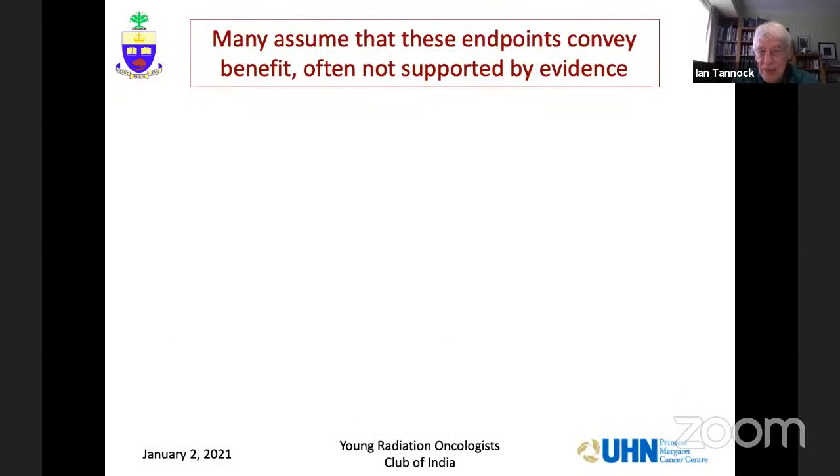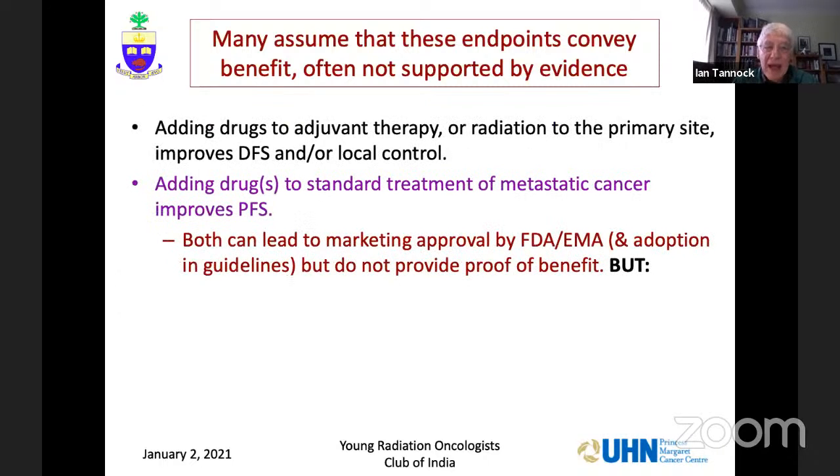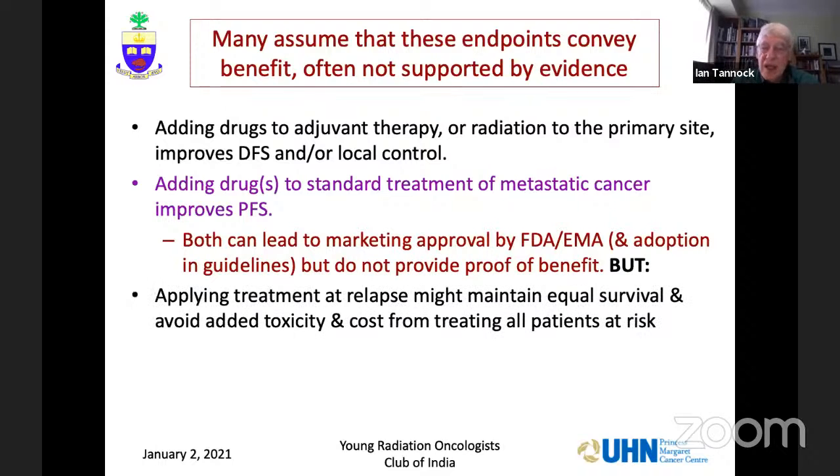Many assume that the endpoints that I mentioned convey benefit, PFS, disease-free survival, local control, but that's not always supported by evidence. So adding drugs to adjuvant therapy or radiation to the primary site may improve disease-free survival and/or local control. Adding drugs to standard treatment of metastatic cancer may well improve progression-free survival, delay progression, and both can lead to marketing approval. But what you have to think about is you might get just as much gain by applying treatment at relapse that might maintain equal survival and avoid adding toxicity and costs from treating all patients at risk, particularly in adjuvant therapy.